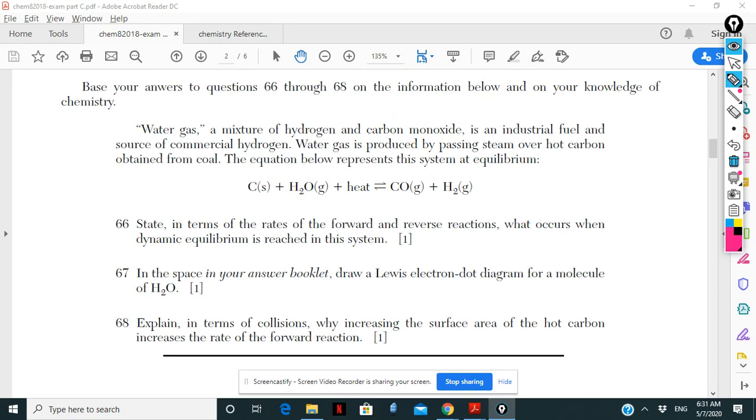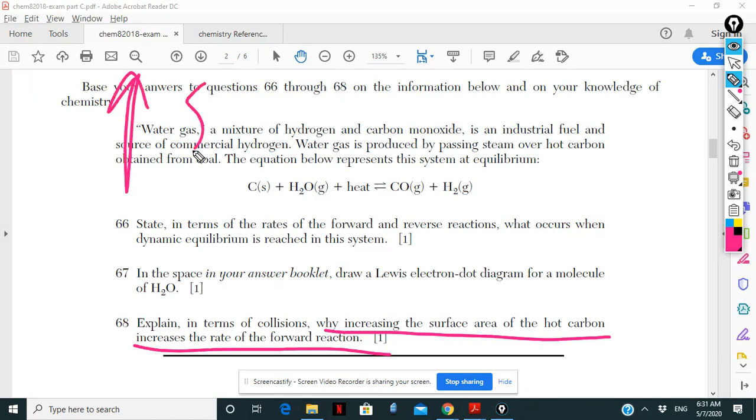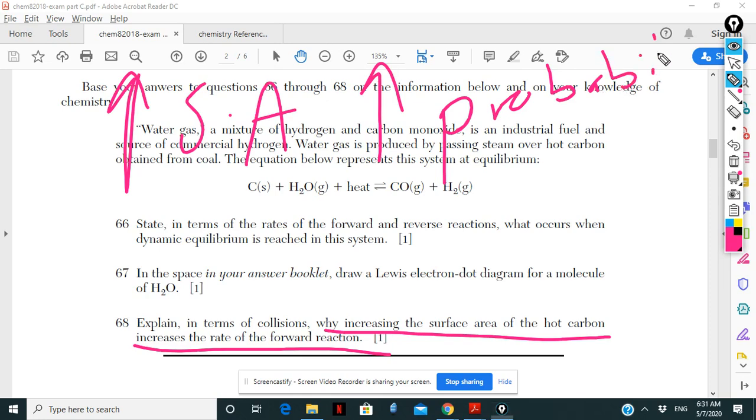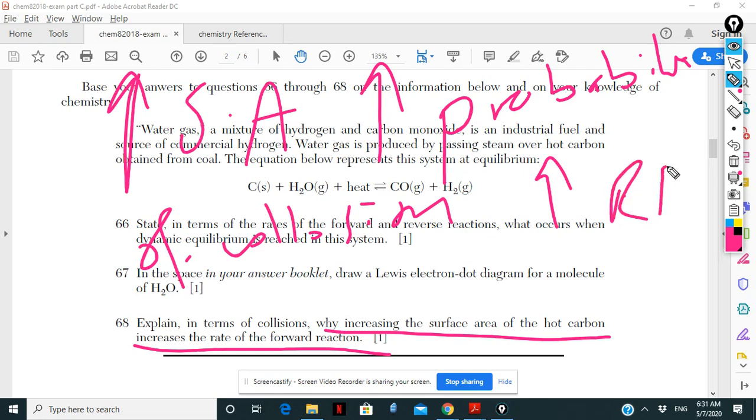Explain in terms of collision why increasing the surface area of the hot carbon increases the rate of the forward reaction. So increasing the surface area increases the probability of collision, which is going to increase the rate of the reaction.